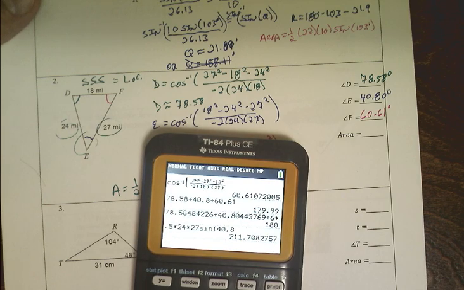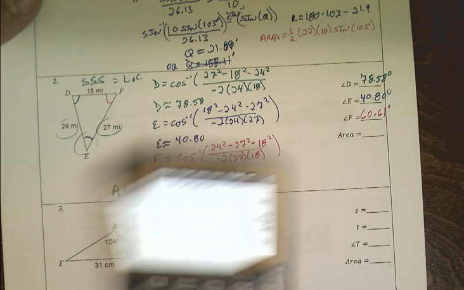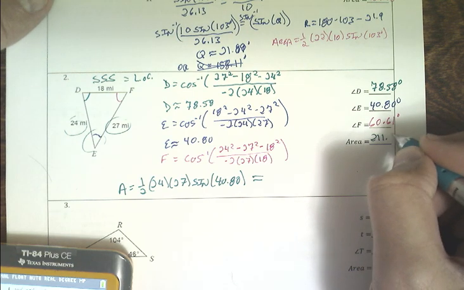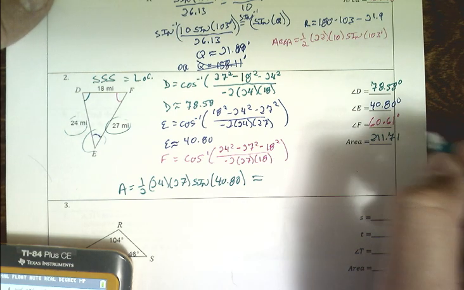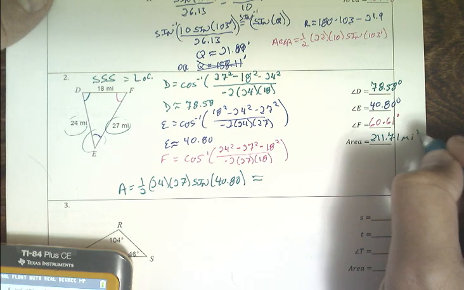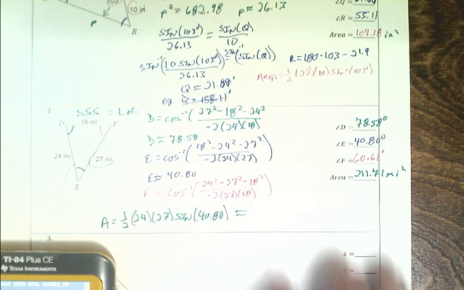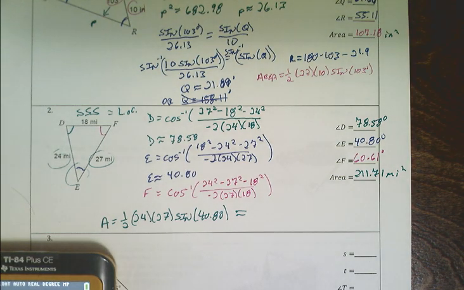is 211.71. So 211.71 square miles. I guess we need, oh, and this needs to be inches squared up here, I guess. Oh, them scientists and their units. Boo.